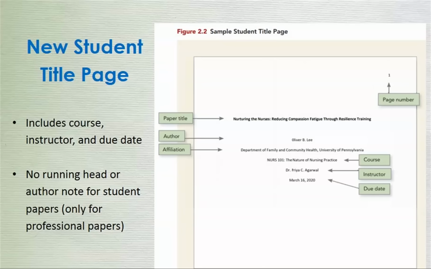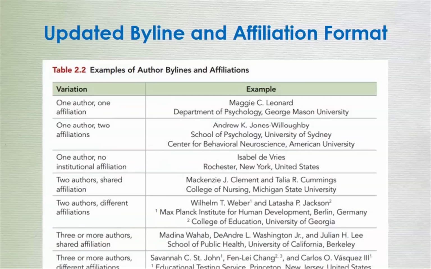But in all papers, we've also updated the byline and affiliation format to make it easier and more consistent with other publishers. And so notably, the author affiliations have been moved out of the author note and onto their own line on the title page. And then we're now using superscript numerals to connect author names to those affiliations, which again is more consistent with how other publishers tend to format their title page and makes it easier for authors to submit and resubmit works to any journal.